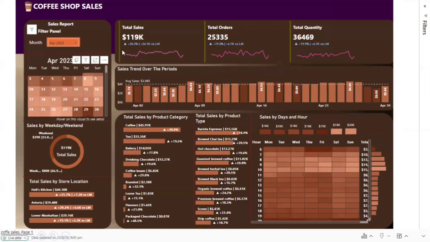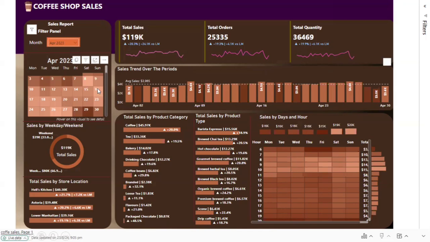In April, we can say there is also a good amount of increase in the sales. Last time we saw 30%, but from the month of March, we got an increase of 20.3% month on month, and in the form of value, it has increased by 24.1K. And the total orders also increased by 19.3%, and the total number of orders increase is 4.1K, and quantity increase is 19.9%, and total quantity increase number is 6.1K compared to the last month.